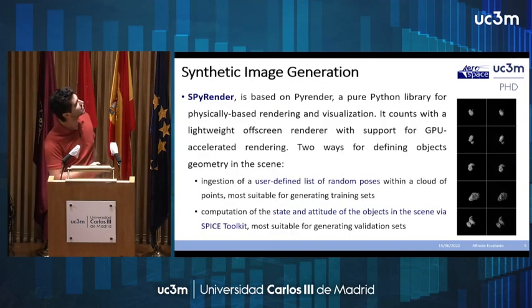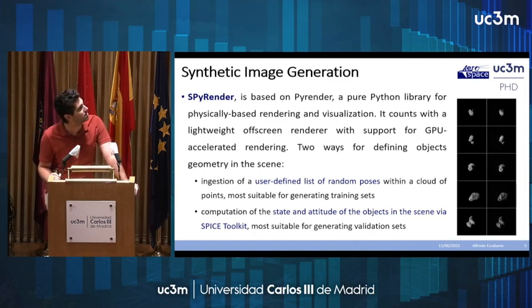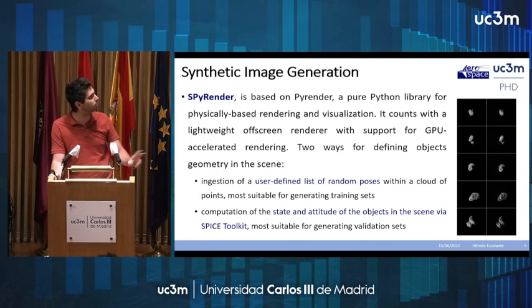Starting with the synthetic image generation, as I said, we started with the case of the comet, a mission to a minor body. For this, we developed SpyRender, which is an open source Python package for GPU accelerated rendering. It's capable of very efficiently rendering very large sets of images, which are suitable for training the neural networks that we have used. It can take two types of inputs.